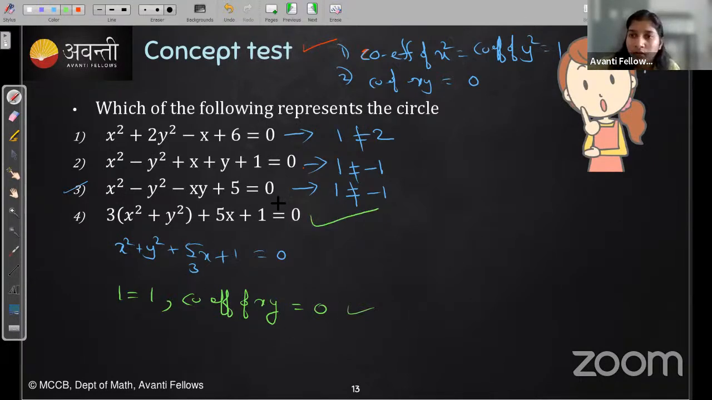So, is it clear to you, Janvi? Is this question clear? Option 4 is correct. Just reply to me yes or no. Well, okay then. So if it is clear, very good. We'll go ahead to the next one.